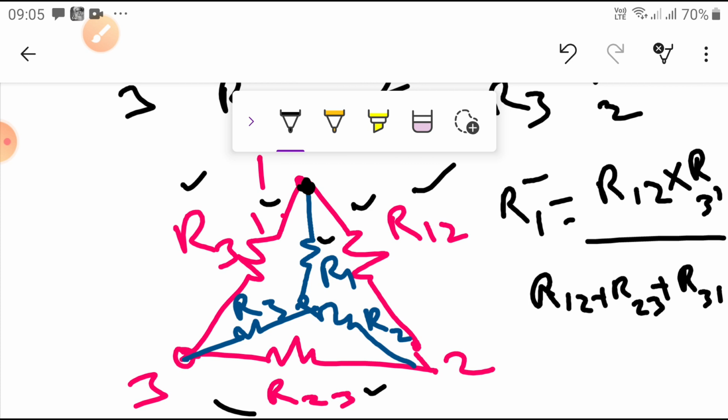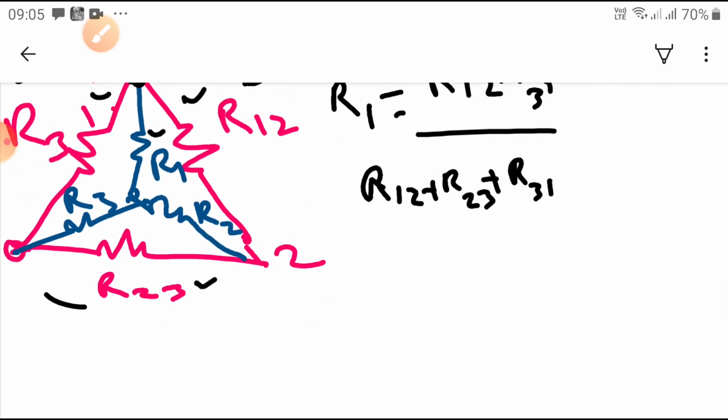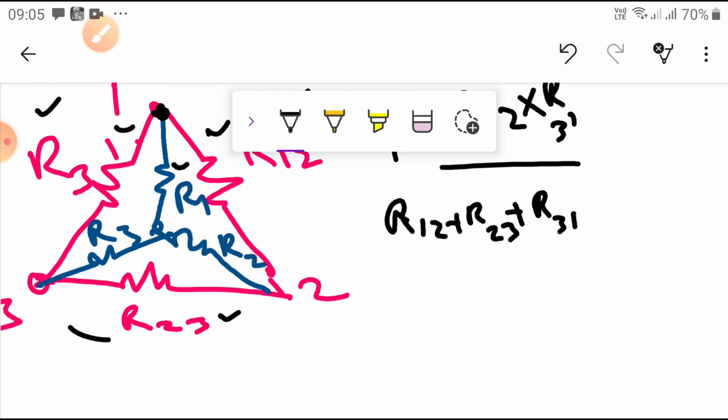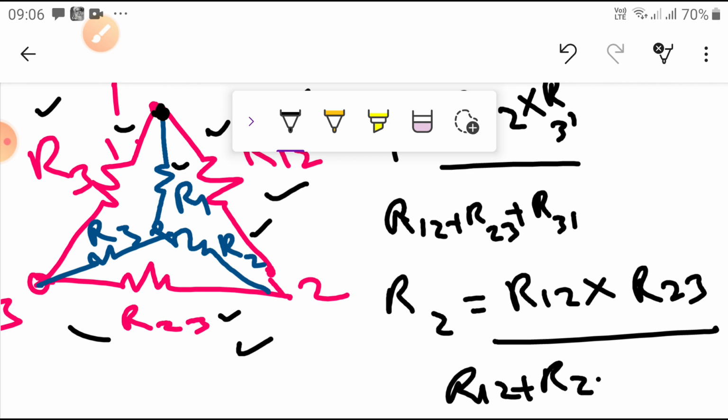Suppose I want the R23 values, then write the equation. Okay, now I want the R2 value. What is the adjacent value? This is the adjacent value of R2. Then R2 is equal to, what is the value given? R12 into R23, divided by the sum of the total values, R12 plus R23 plus R31. Okay, simple, we got it.